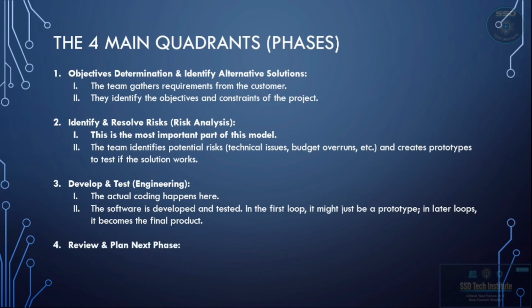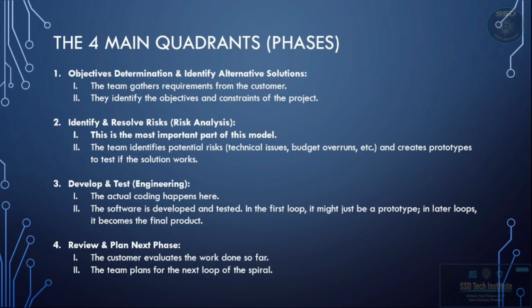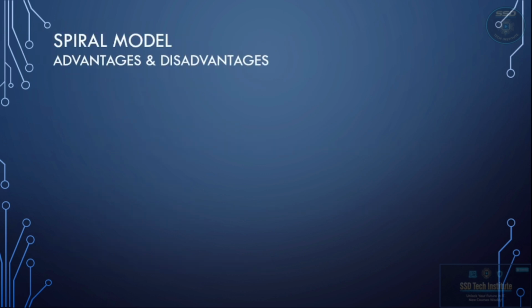Now the fourth step is review and planning. Finally, the customer looks at what we built so far. Based on their feedback, the team plans the next loop of the spiral. Now let's check out the pros and cons to see if the model is right for your projects.